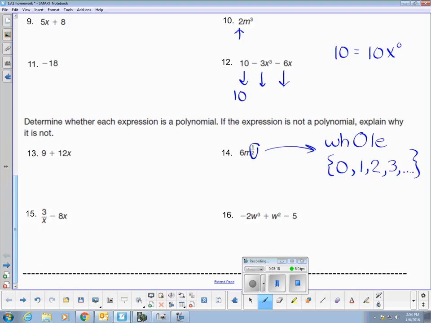In number 16, this is a polynomial. You'll notice that all of the exponents are whole numbers. We have 3 as an exponent, 2 as an exponent, and then the exponent here is 0. 0 is a whole number, so yes, this is a polynomial.